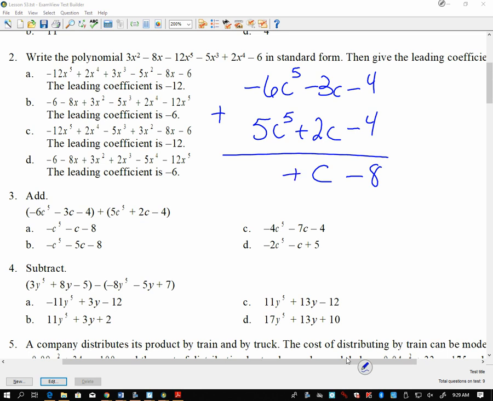Okay, we do need to have a positive there because we have another term that's going to go in front of it. We need to know what we're doing. What's negative 6 plus 5? Negative c to the 5th. Okay? So negative c to the 5th plus, oh, did we mess something up? I am just on a roll with mistakes, aren't I? Okay, minus c minus 8. So A is our answer here.